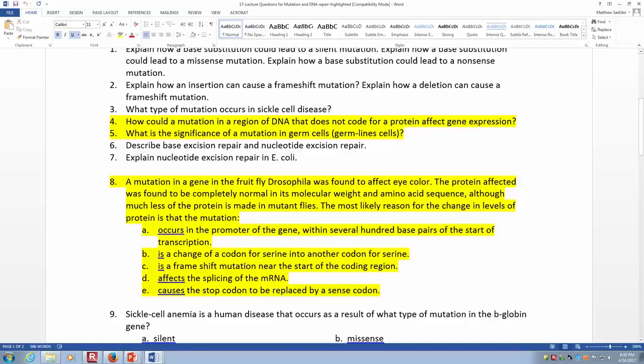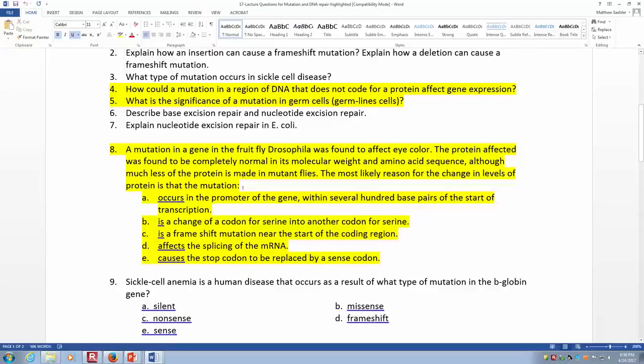And then number 8, a mutation in a gene in the fruit fly Drosophila was found to affect eye color. The protein affected was found to be completely normal in its molecular weight and amino acid sequence. Although much less of the protein is made in mutant flies, the most likely reason for the change in levels of protein is that the mutation occurred where? So you have to use all the information to figure this one out.